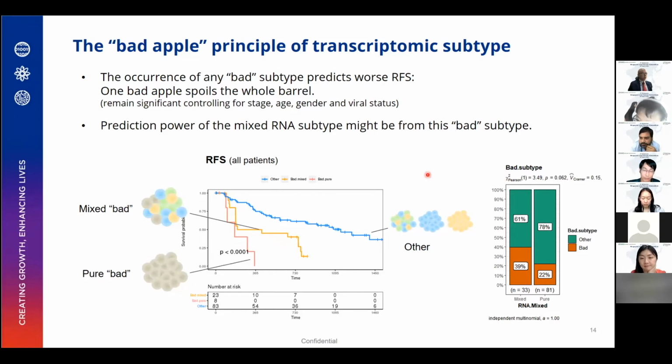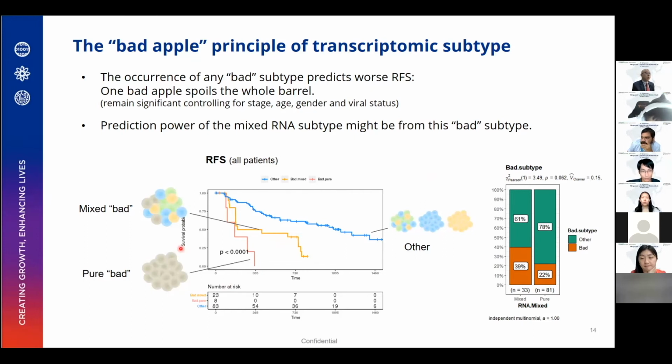So we showed before that mixed subtype shows slightly worse survival. Actually, it may be due to the fact that the mixed subtype patients would have a slightly higher proportion of bad apple compared to those with pure patients. So it seems that the bad apple subtype is a stronger confounding factor in prognosis stratification.